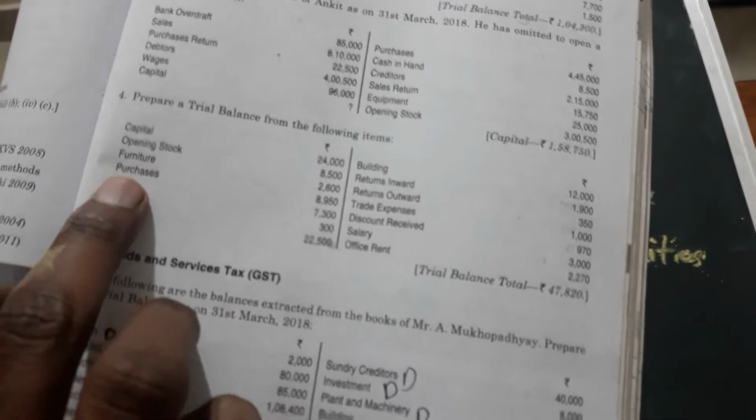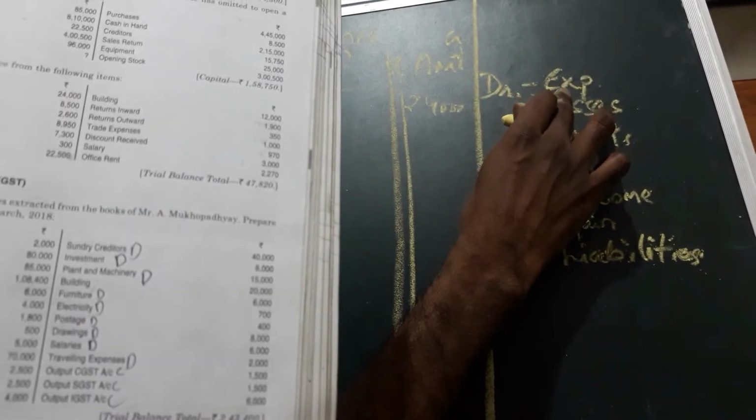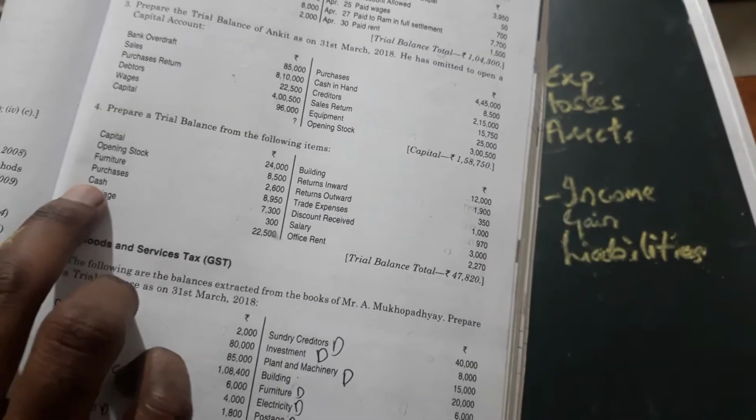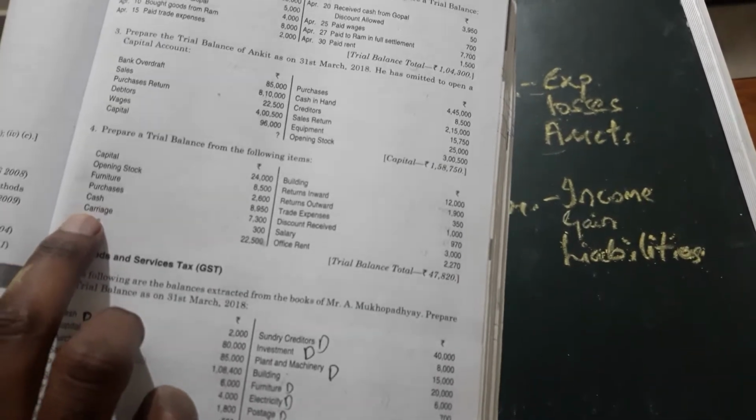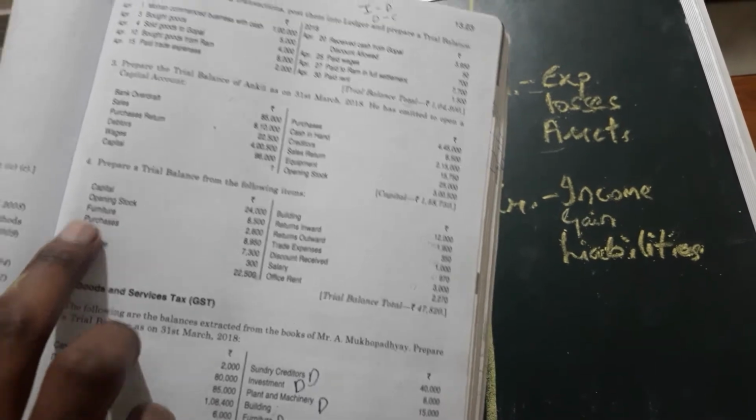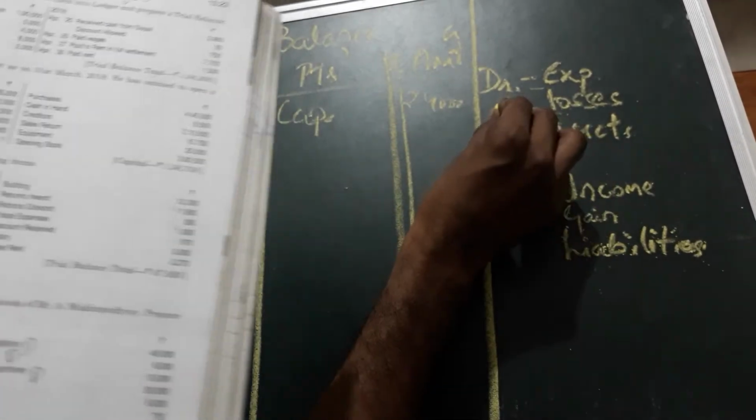Then purchases. Purchases is an expenditure. Cash is an asset for the business. Carriage is an expense for the business. These four items all appear on the debit side.